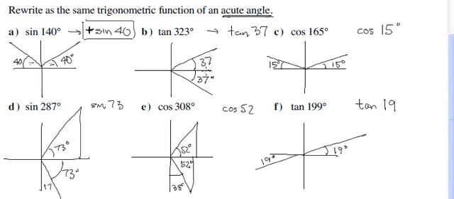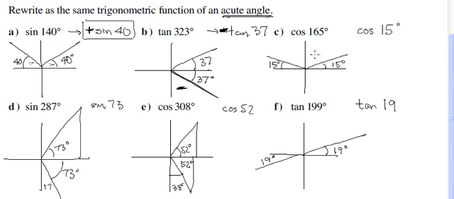Here, we have tan 323, which because it's in quadrant 4 is negative, but tan 37 is positive, so we'd have to put a negative sign out here to make their signs come out the same. In other words, if these have the same sign, you put plus. If these have different signs, you put minus.